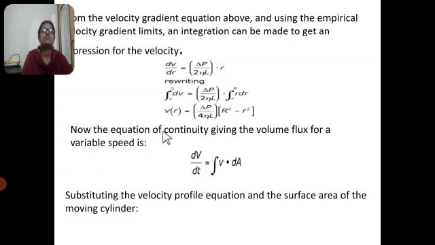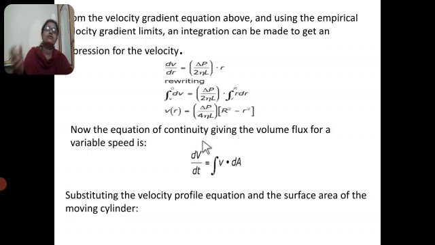From the velocity gradient equation above and using the empirical velocity gradient limits, an integration can be made to get an expression for the velocity. That is dV by dr equals delta P divided by 2 eta L into r. Rewriting this, integral of dV from 0 to v equals delta P divided by 2 eta L times the integral from R to r, where small r is the internal radius and capital R is the external radius, of r dr. Therefore V of r equals delta P divided by 4 eta L, and after integrating and substituting the limits, it becomes R square minus r square.